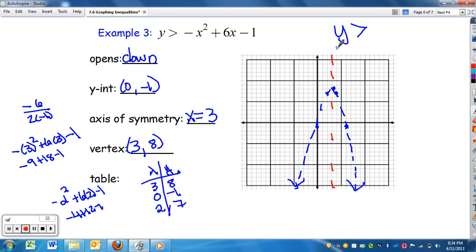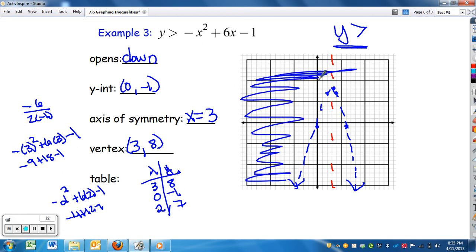Alright, so on this one, y is greater than. So I have two options. I have outside, which I shade all the way up here, and I'm shading above the parabola. Or I have the inside, which I shade here, and I keep going lower and lower and lower. So that would be less than, so greater than would be on the outside.